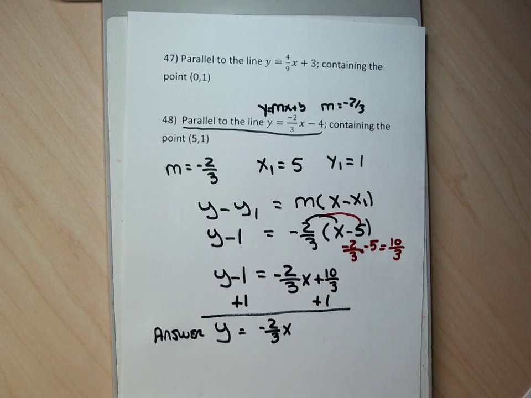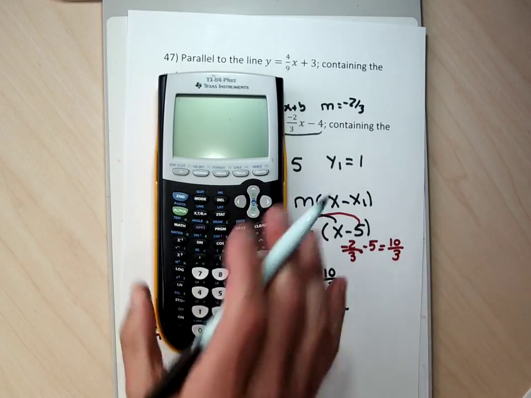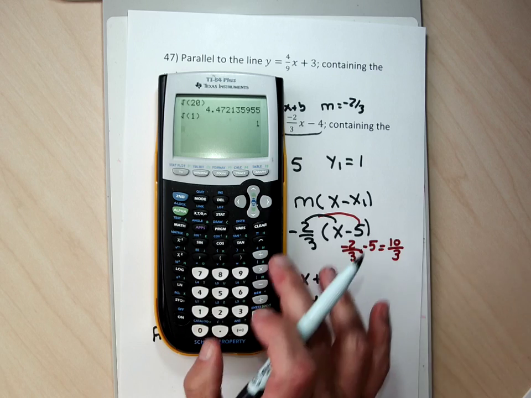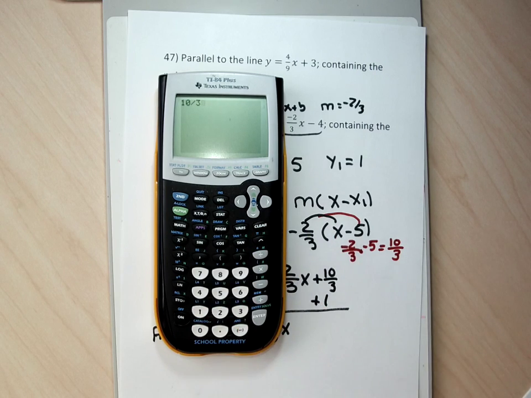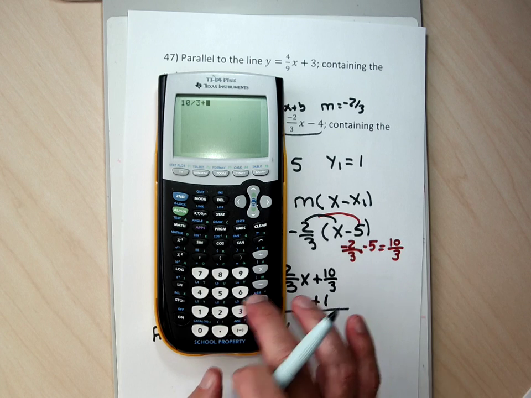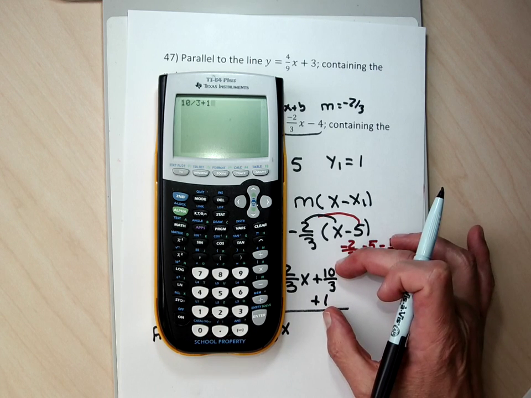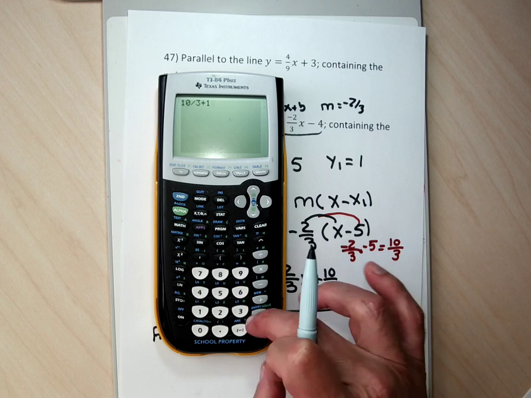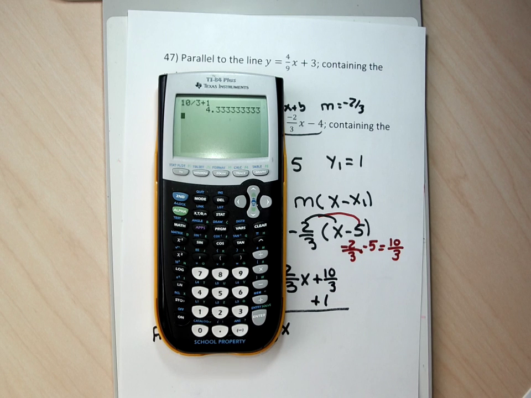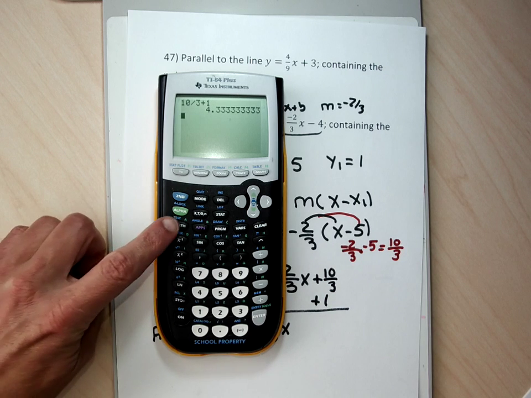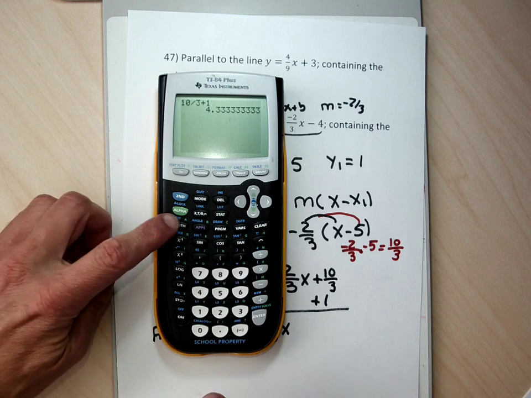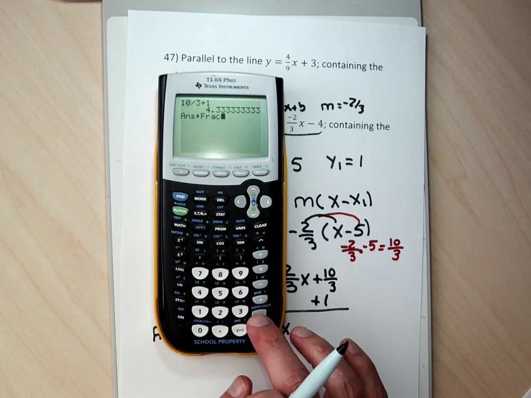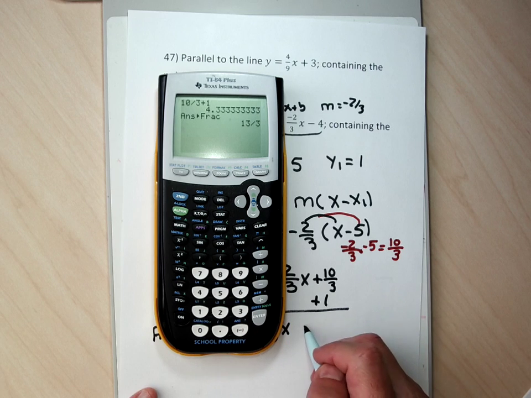If you can't add fractions, you could do the 10/3 plus 1 just like this. Turn your calculator on, clear, go 10 divided by 3 plus 1. That's 10/3 plus 1. It's going to give me a decimal. On this calculator, if your calculator gives you a decimal, hit the math button and then enter twice. It'll make that decimal into a fraction. So I'm going to go math, enter, enter, and that's going to give me 13/3.